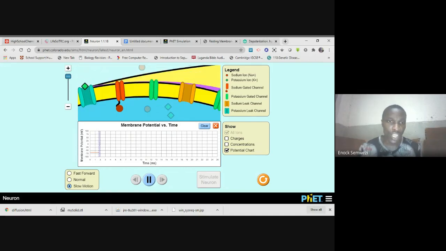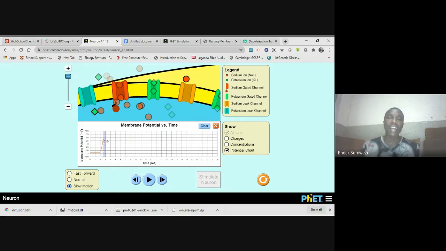Immediately on stimulation, there is a rise in the membrane potential. So at this point, that's when the sodium ions influx, or get into the membrane and then into the cell, and therefore the inside has more positives than the outside. So that's why there is a change in the membrane potential.